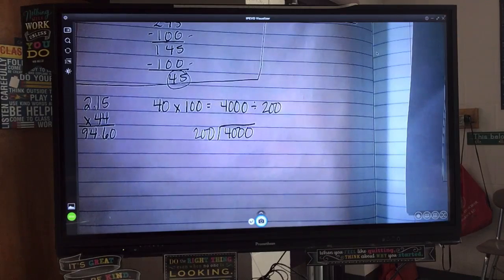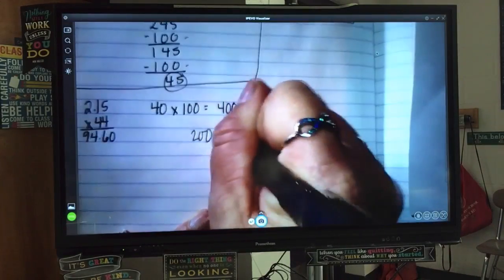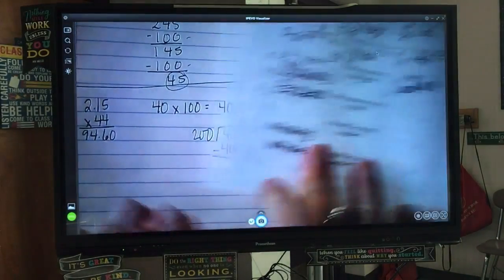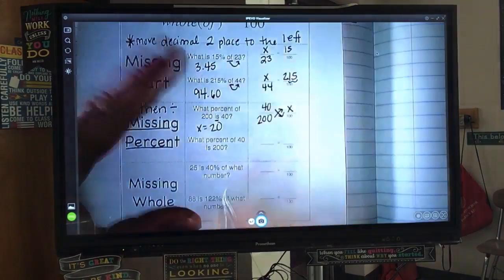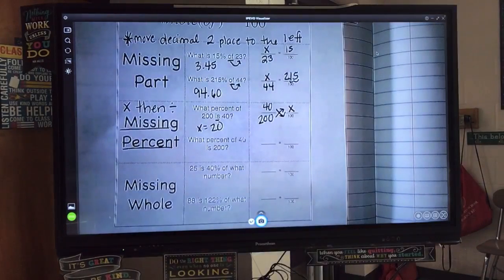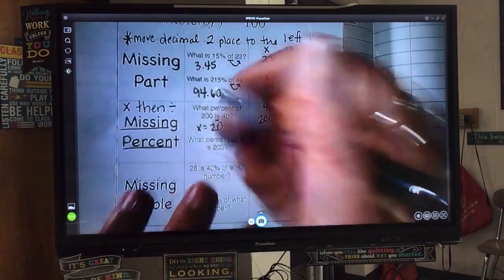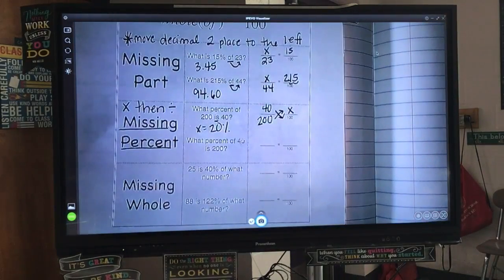Alright, Leo, what'd you get, sweetie? 20. Alright, so your answer here, x equals 20. So 20%, sorry, for us, not 100%. So 40 is 20% of 200. Again, ask yourself, does that make sense?